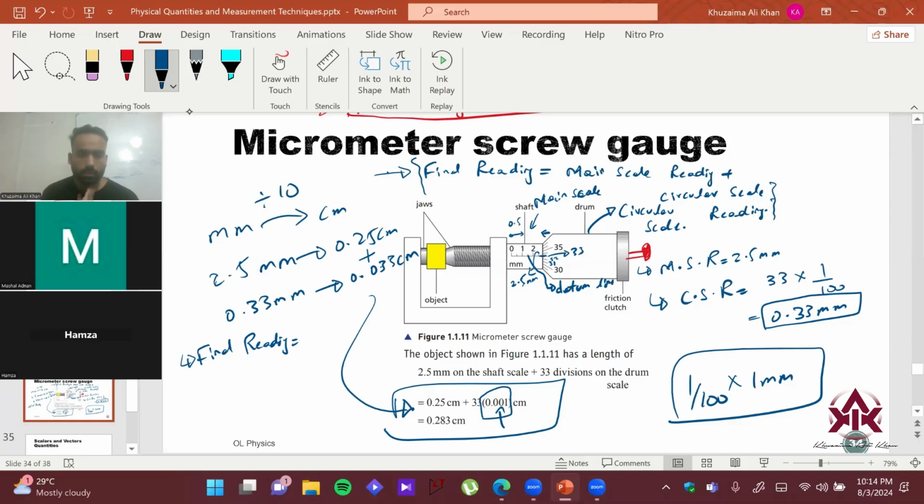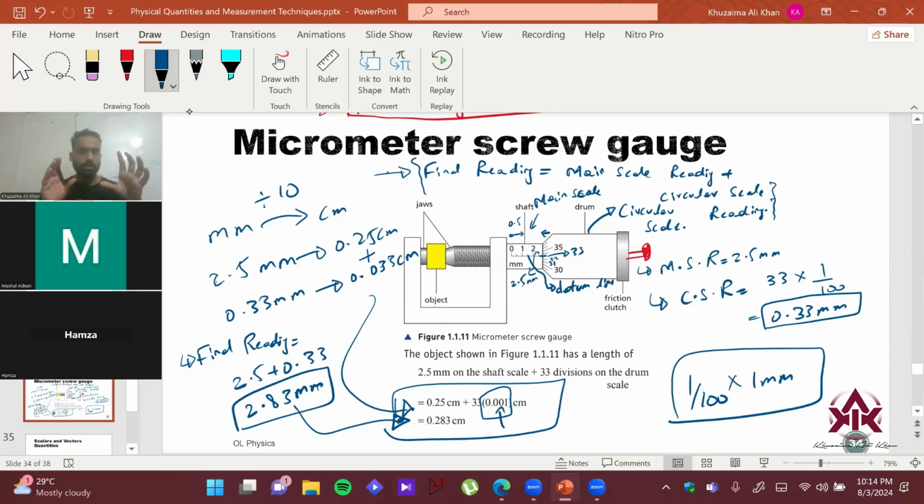It's going to be 2.5 millimeter, which you already have, plus 0.33. So it's going to be 2.83 millimeter. If you want to convert this into centimeter, just divide by 10, and you get the same answer, which is 0.283 centimeter. That's how you get the main scale reading, the circular scale reading, and that's how you end up getting the final reading. Any questions in this part?